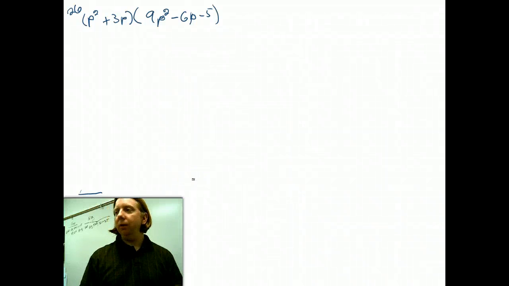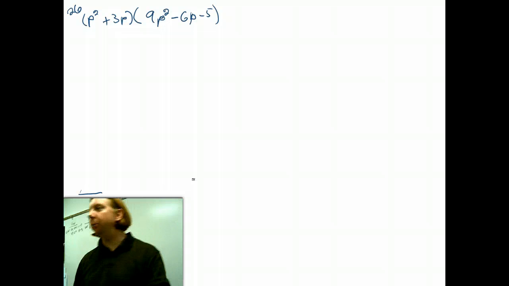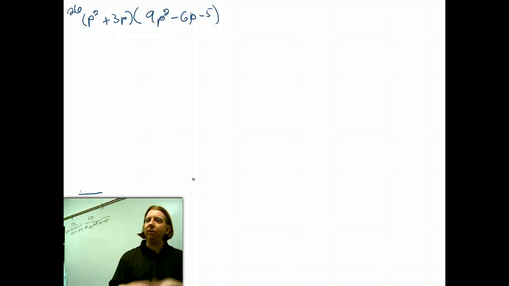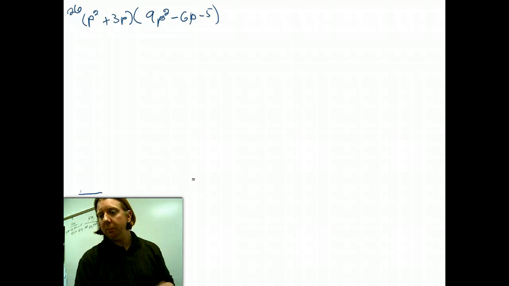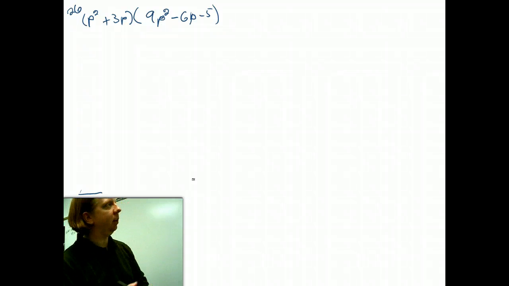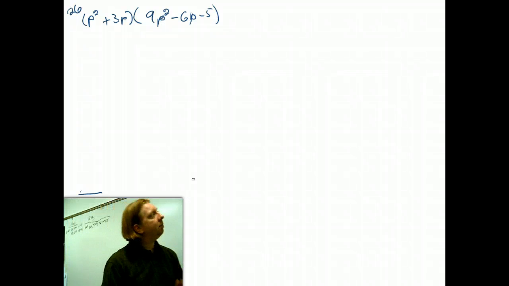Okay, with this one, you can't FOIL it because there are too many terms. The concept of FOIL says that when you multiply two binomials, you'll have four things: the firsts, the outers, the inners, and the last. What's the thing in the second? It's p squared plus 3p, and then 9p squared minus 6p minus 5.